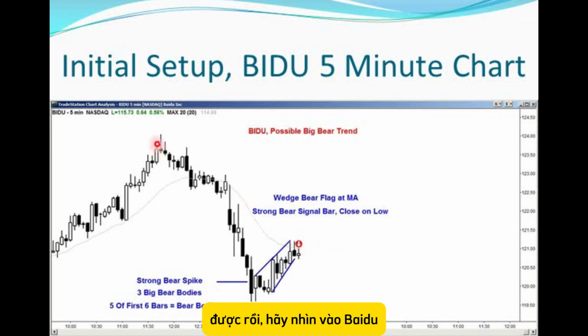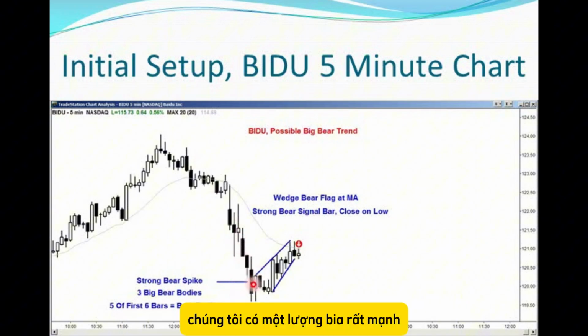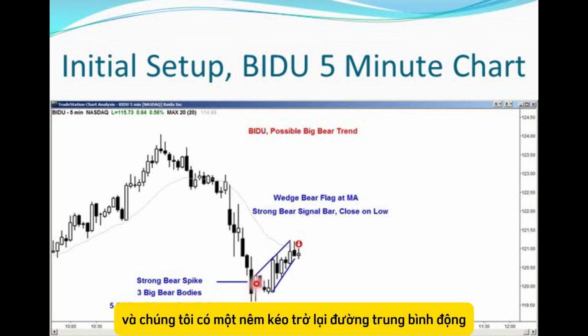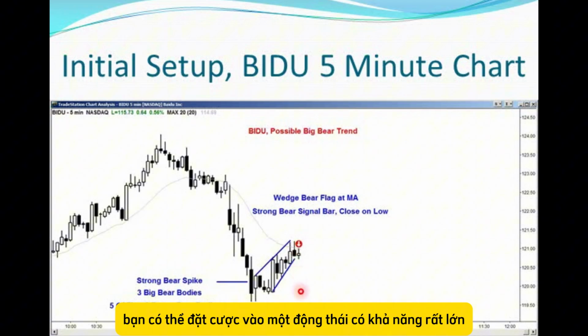Okay, look at Baidu. This is a huge sell-off, a very strong sell-off over the past day or so. We have a very strong bear spike, 3 strong bear bodies, 5 of the first 6 bodies over here in this spike were bear bodies. And we have a wedge pullback to the moving average with a very strong signal bar at the moving average. You could bet on a potentially very large move.